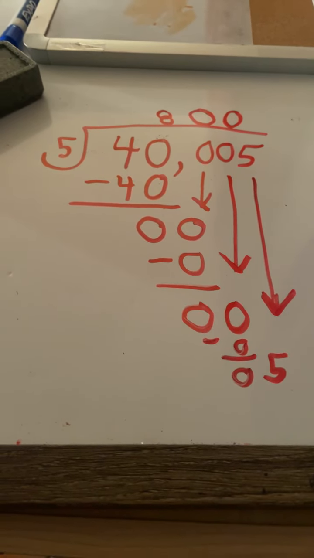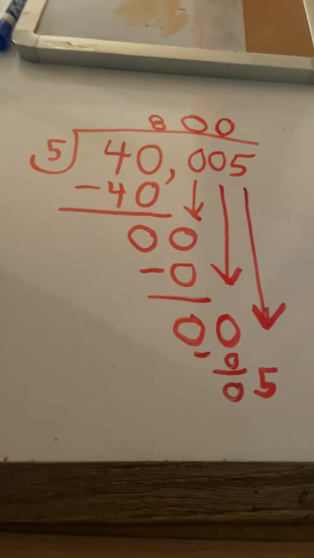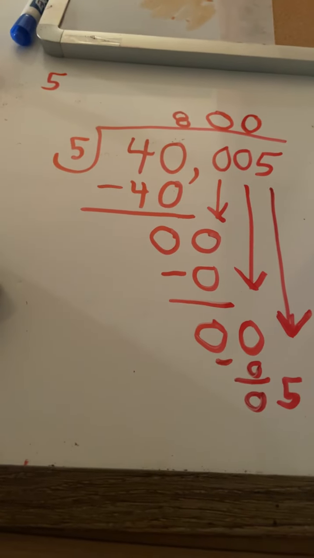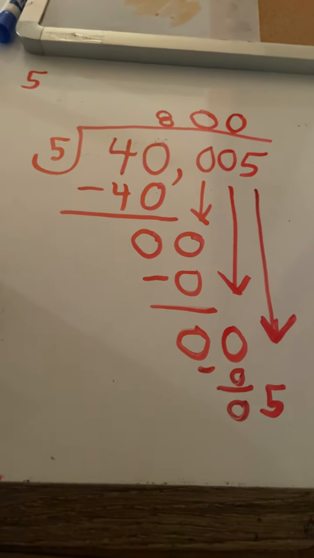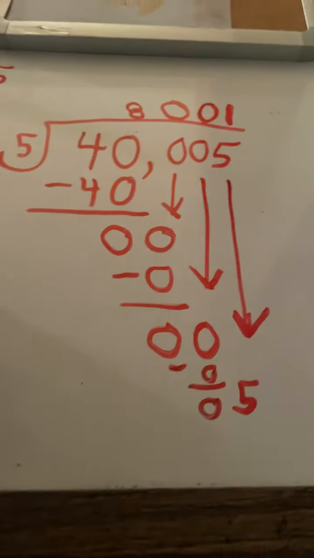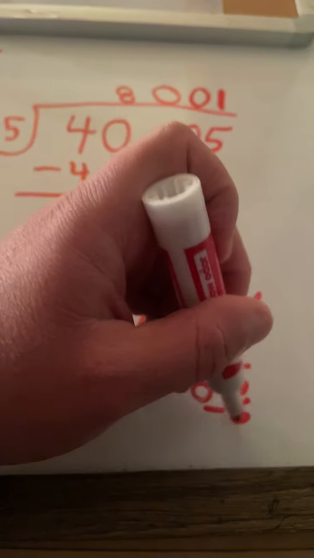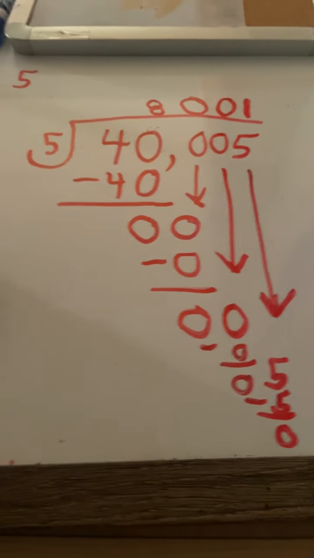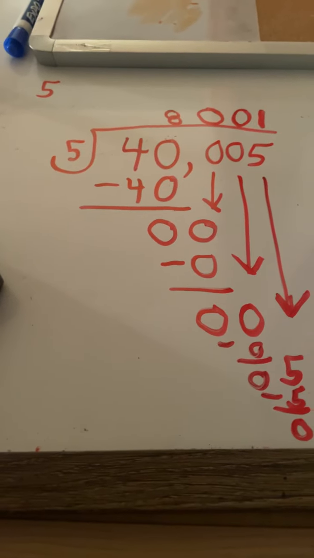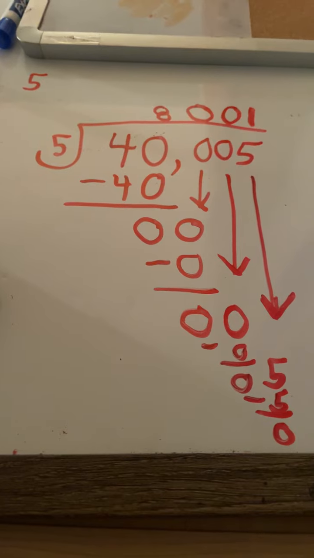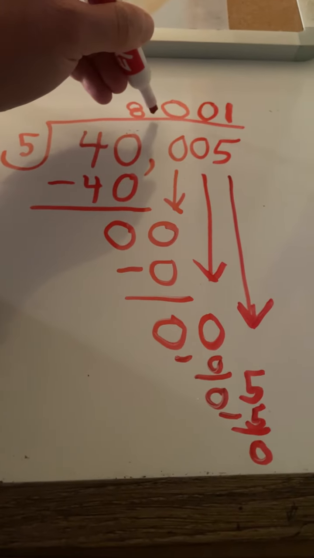So now we're going to do 5 divided by 5. If I count by 5s, 5, already there. I'm able to get one group of 5 within 5. 5 divided by 5 equals 1. And there is no remainder. We landed right on the number. 5 minus 5 equals 0. And we have our final answer. 40,005 divided by 5 equals 8,001.